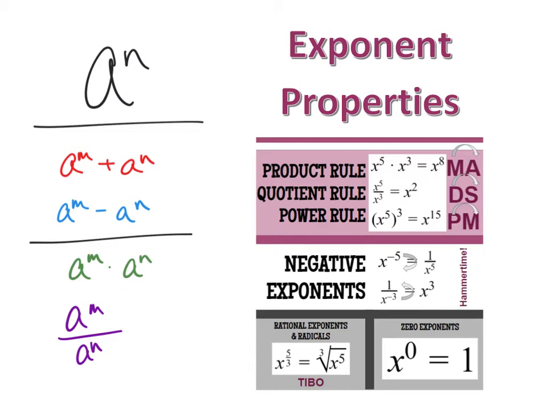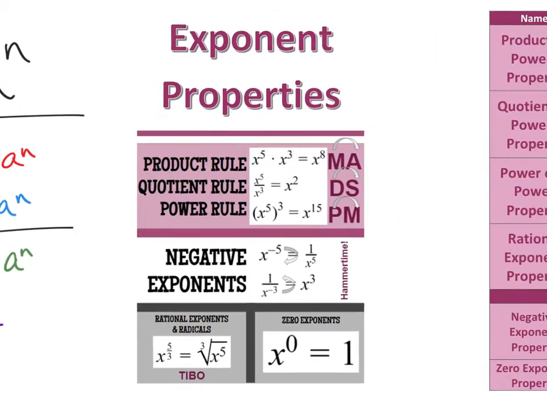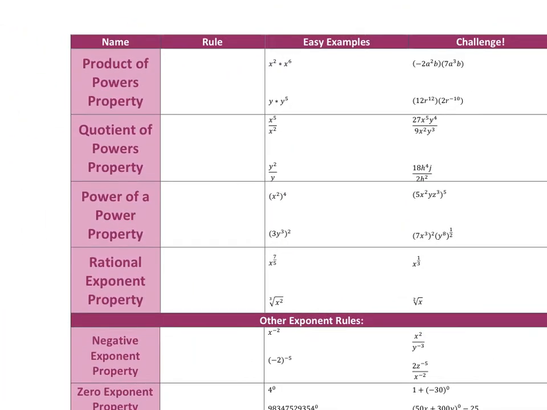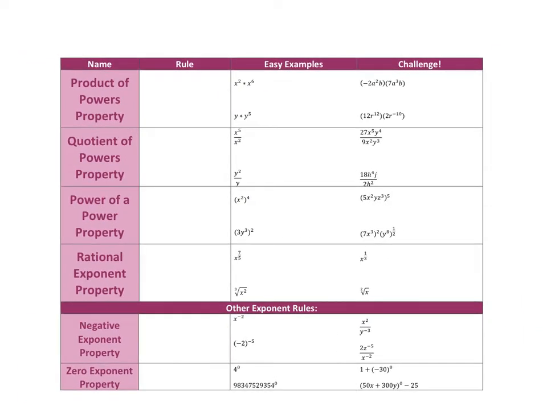These are called the product rule, quotient rule, power rule, negative exponent rule, rational exponents, and zero exponent rules. That's a lot, but really the rules are quite simple. We have an acronym that's going to help us with the first three rules. That acronym is called MADSPAM, M-A-D-S-P-A-M. MADSPAM is pretty cool because it actually contains hints for the first three of the exponent rules.